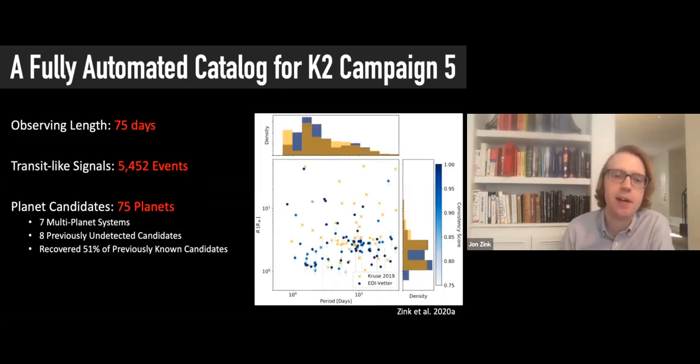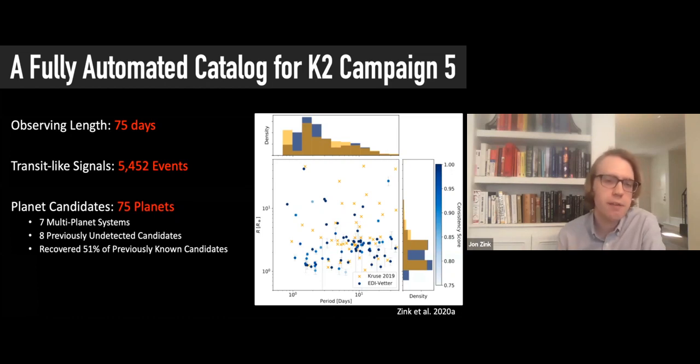We tested it out on one of the campaigns, campaign 5, one of the fields of K2, and we were able to recover 75 planets without any human intervention. We found 7 multi-planet systems, and 8 previously undetected planets were found by just running our automated pipeline through. Overall, we were able to recover about 51% of the previously known candidates.